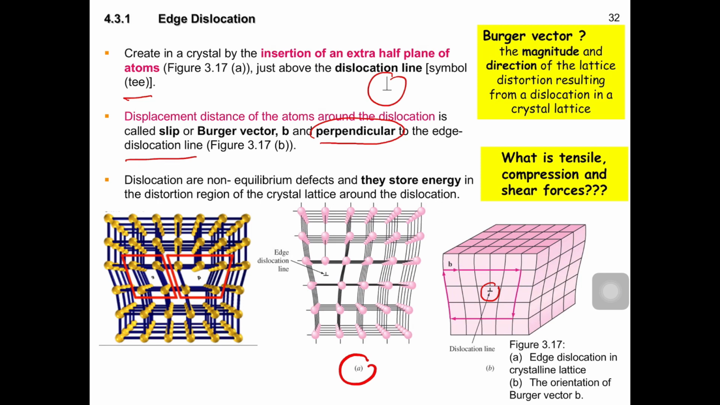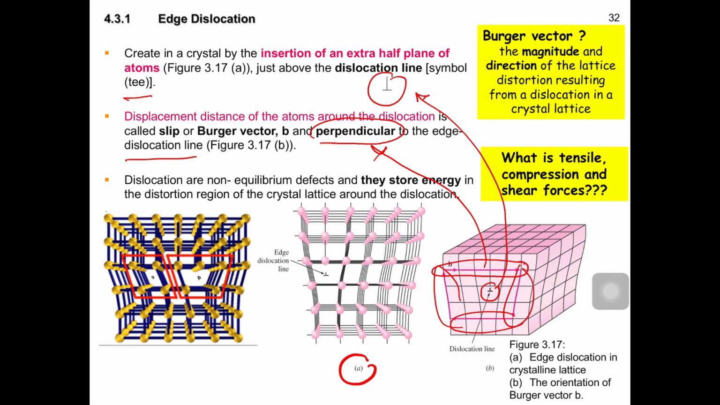Okay, this one is a Burgers vector. And then it is perpendicular to the edge dislocation. This one is a dislocation line. You have to remember, if they give you this diagram, you have to know this one belongs to the edge dislocation.